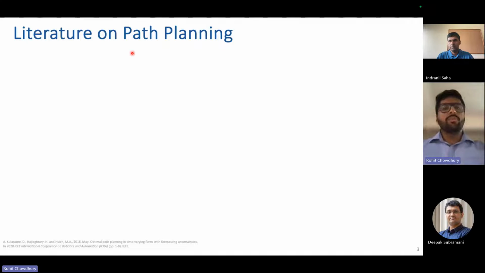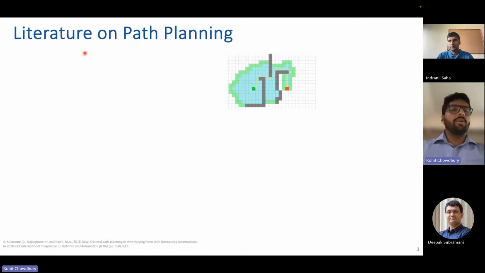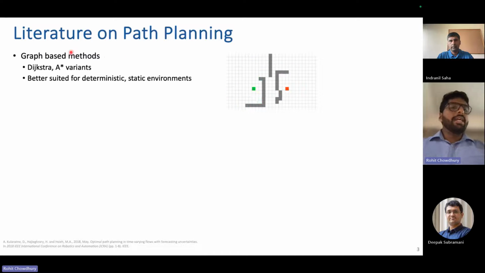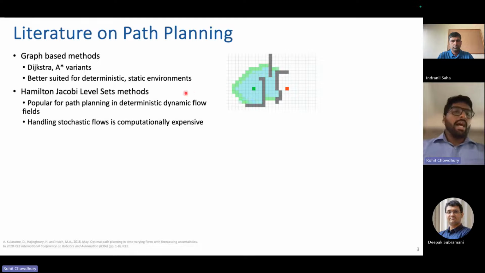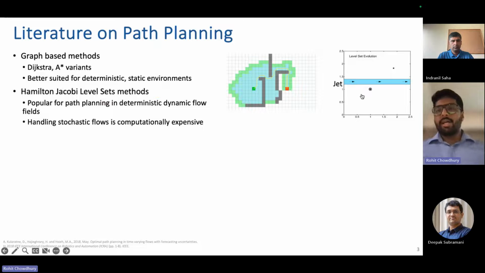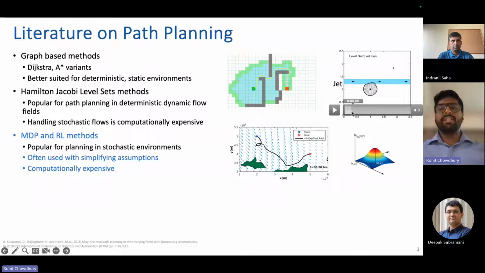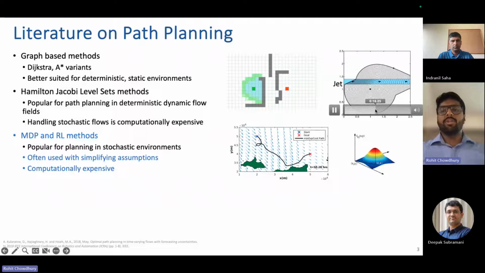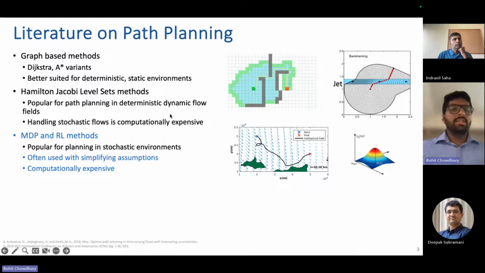So before I actually move on to those proposed methods, let me talk about a bit of the literature on path planning. There are graph-based methods like Dijkstra and A-star that are better suited for, let's say, deterministic and static environments. Then you have Hamilton-Jacobi level set methods, which actually work as follows. They start out by computing these reachability fronts. And once these reachability fronts reach this target location, you do a simple backtracking to get a time optimal path for this particular problem, let's say.